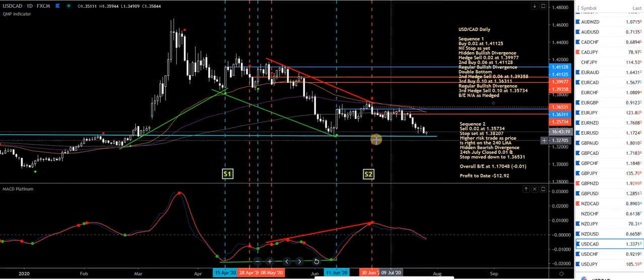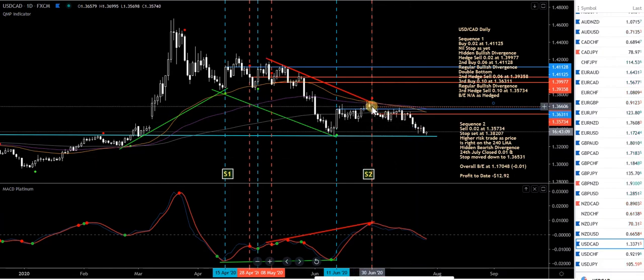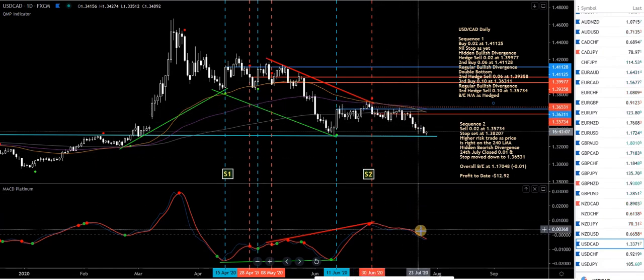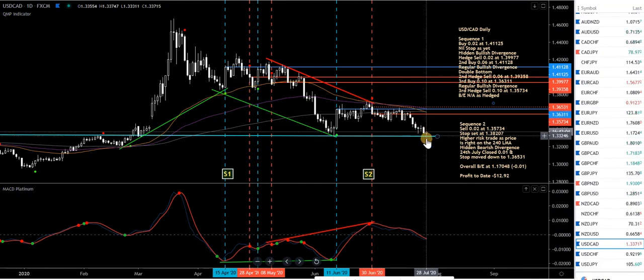At the meantime, we're stuck on this support level, coming down to it. Used to be resistance, become support. And we'll wait and see what happens. Sequence 2 is a standalone sell trade, stop and place, can't lose on that one. Took a while to get down there, but we eventually got some profit on it.